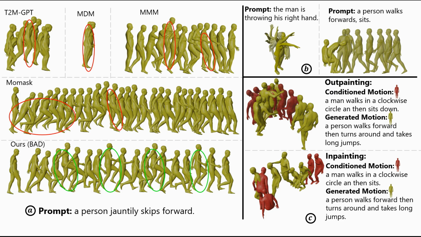Here we show some generated motion sequences using our BAD framework. For example, here we show that our model is able to generate a natural and coherent motion sequence based on this text prompt. On the other hand, previous works like MoMask cannot generate a natural motion sequence. And also here we show more generated motion sequences.